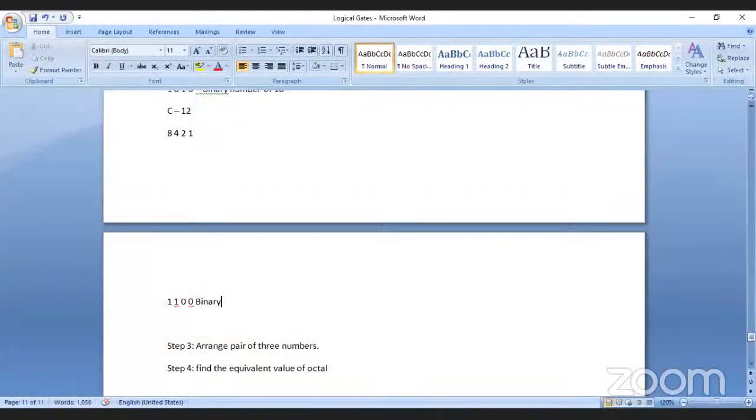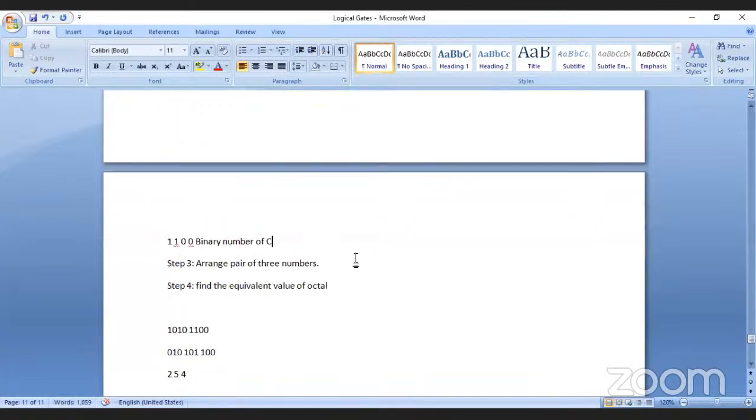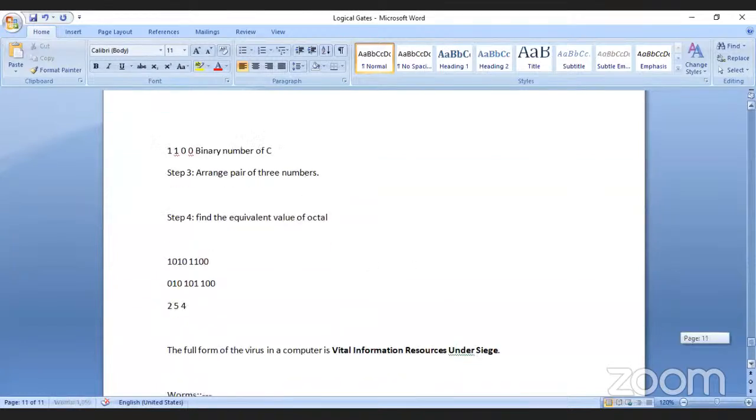The binary number of C is 1100. Good. Next, I said to arrange in pairs of three numbers. So first we'll write whatever numbers we got. In the first case, we got 1010.